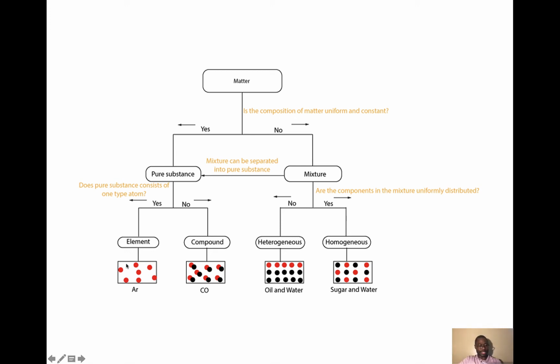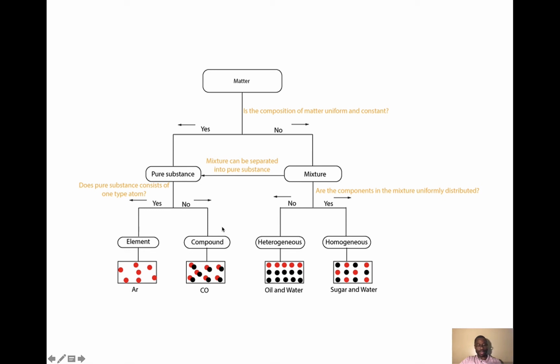This is a particle model of an element. As you can see, this element is depicting argon, and the particle model shows atoms of argon. So this is saying the element argon is a collection of what? Argon atoms, which makes it a pure substance.